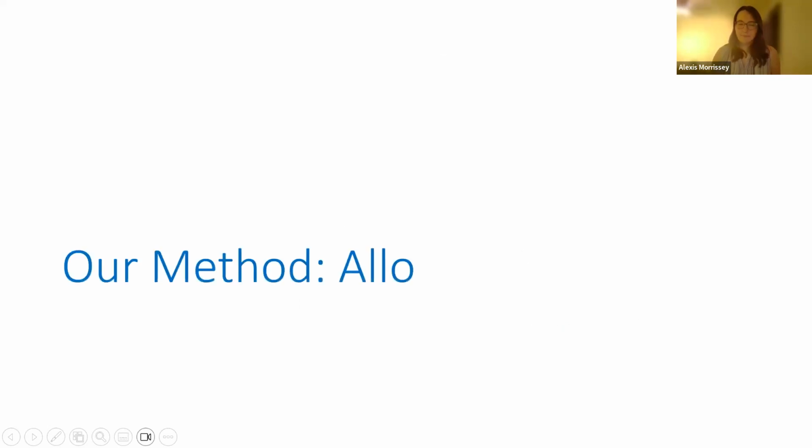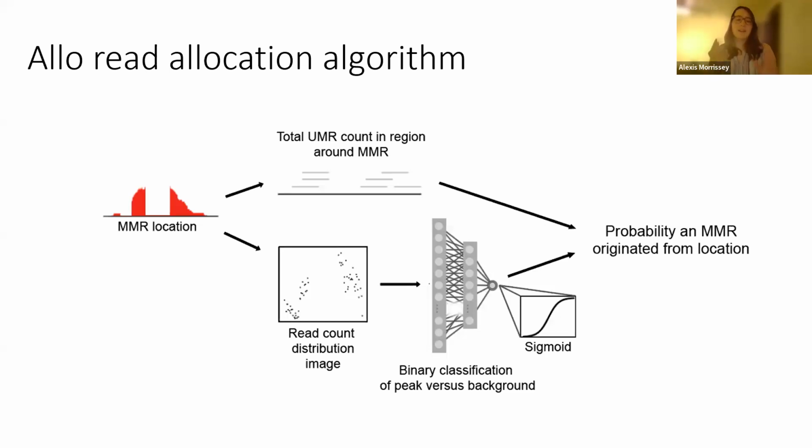So now I want to get into our method Allo and how it's slightly different from these previous methods. So Allo actually uses 2 different metrics to decide if a multi-map read belongs in a location. The first way it does this is it does exactly what I previously mentioned, where it takes the total uniquely mapped read count around multi-map reads. But the second thing it does is it looks at the distribution of those uniquely mapped reads. So in ChIP-seq data and related sequencing, we have peaks, and peaks do have a characteristic shape. So we thought we might be able to exploit this and able to deal with this problem, as peaks would be more likely to receive more reads and thus more multi-map reads.